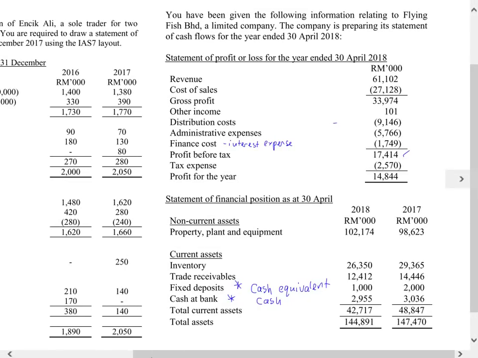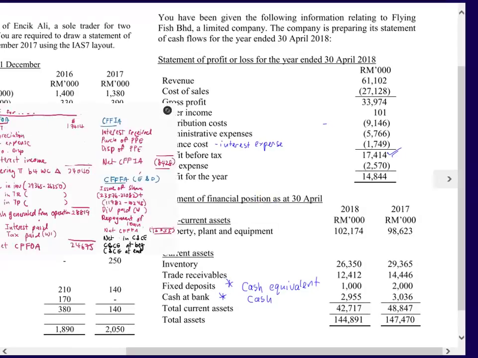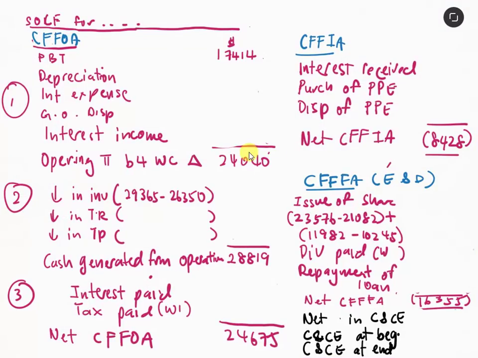So when you start with PBT, you look at up here, some of the items we need to adjust, not all. Finance cost is actually interest expense. Must we adjust? Interest expense is an expense. Yes, not because it's an expense, but because it's interest. Should we plus or minus as adjustment? Interest expense we plus. So 1749.